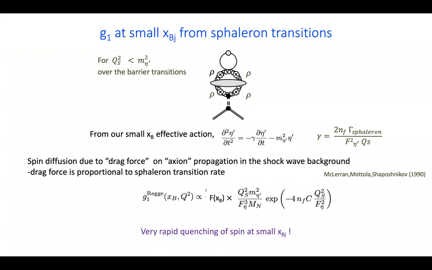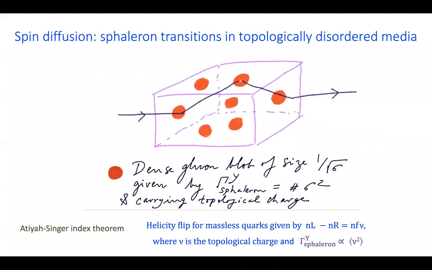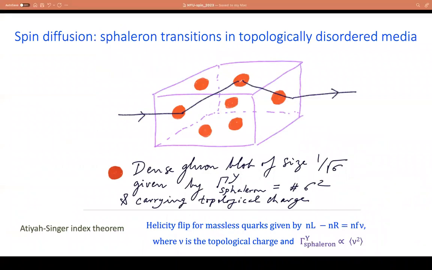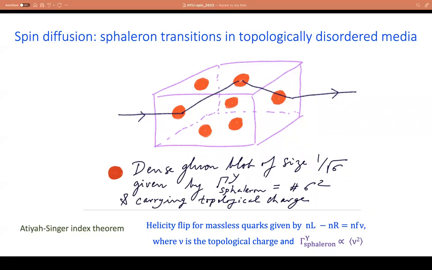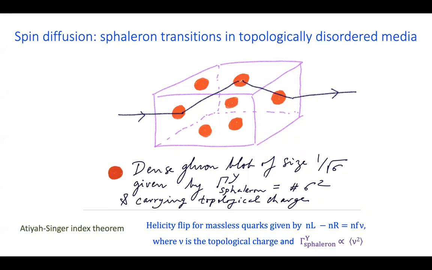And what you see is a very rapid quenching of spin at small x. The way to think about it is that you imagine you have a quark going through these gauge configurations. Each of these gauge configurations has some size on the order of 1 over the square root of the string tension. But then I also have sphaleron transitions going on, which are proportional to the string tension squared.